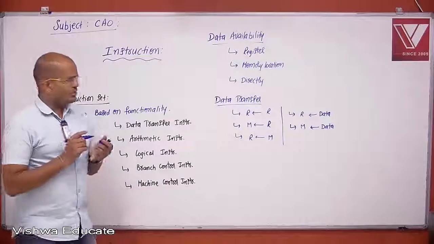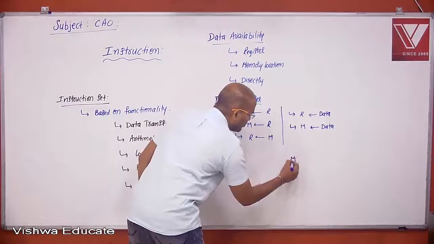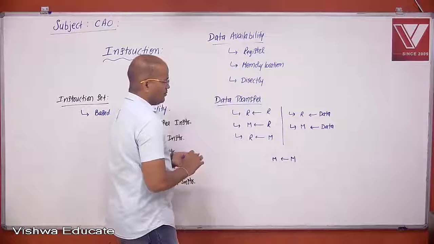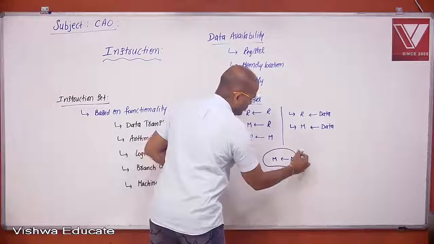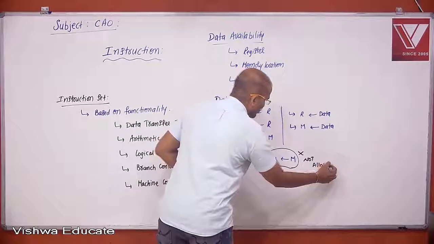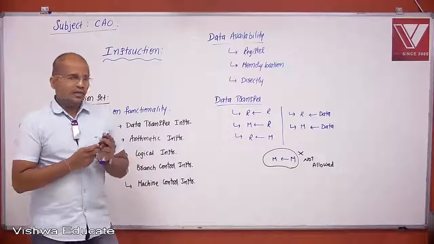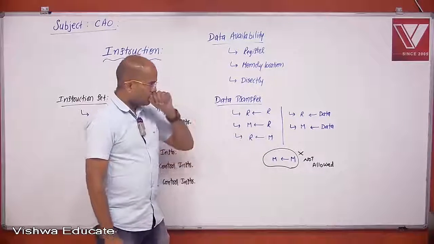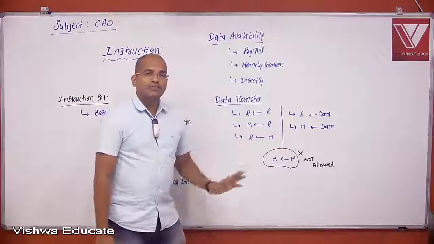You find one more thing missing, right? What is that one more thing missing? What about M to M? This M to M is not allowed. In fact, not supported even. So till date, you can move data from R to R, R to M, M to R, data to R, data to M, but M to M transfer is not allowed.